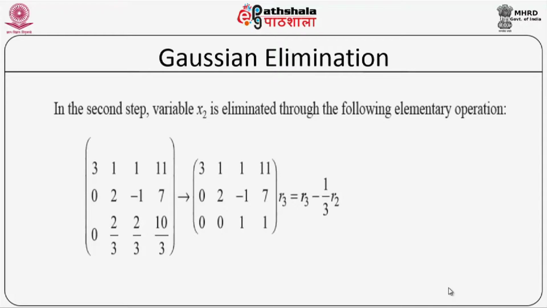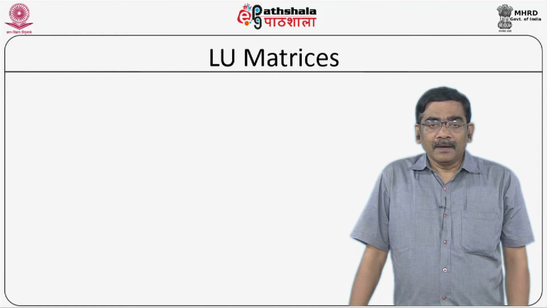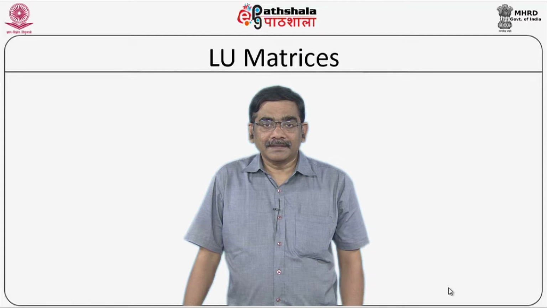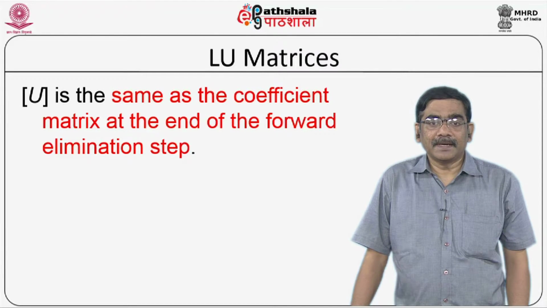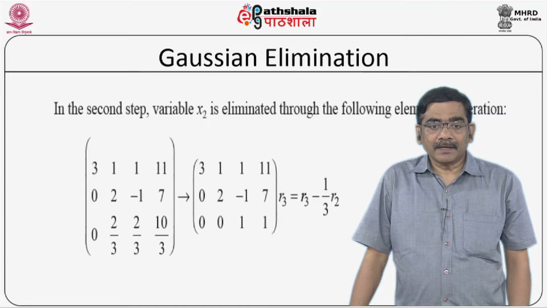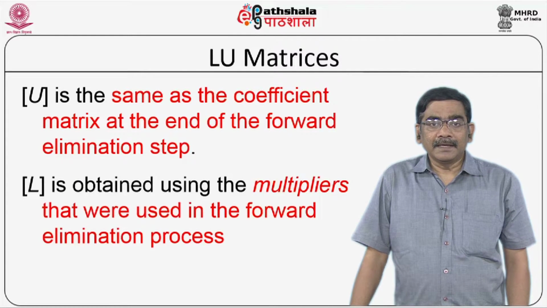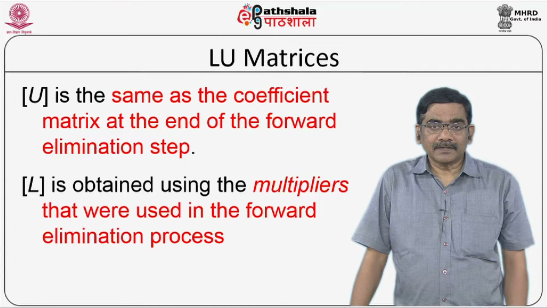Now, you can see that we have a reduced system of equations using which we can find the unknowns. So, now from this we can find the matrices L as well as U. So, U is going to be the same as the coefficient matrix at the end of the forward elimination step. So, that means whatever we have in the end is going to be the part of the matrix U, and L is obtained by using the values of the various multipliers that are used to eliminate the corresponding coefficients of the other equations.